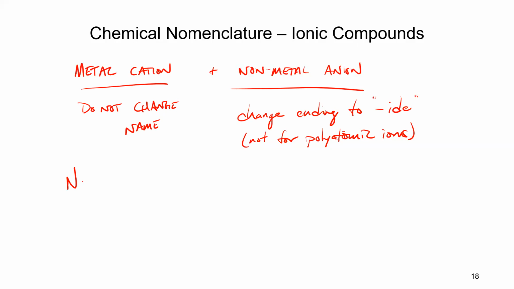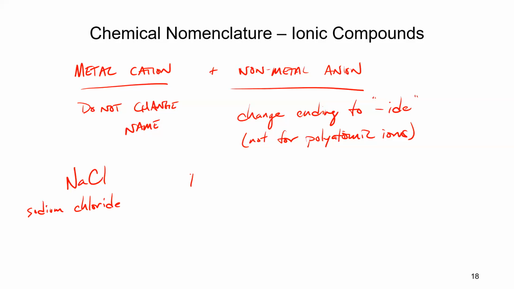And so we know this one pretty well. We've talked about it already, right? We know that Na is sodium. Cl is chlorine. We're going to change that chlorine to IDE, and so we get chloride. Okay. And so chloride will refer to Cl minus. It's always going to refer to the ion.